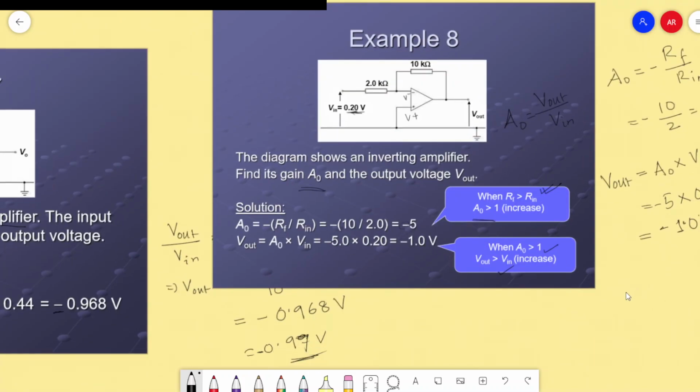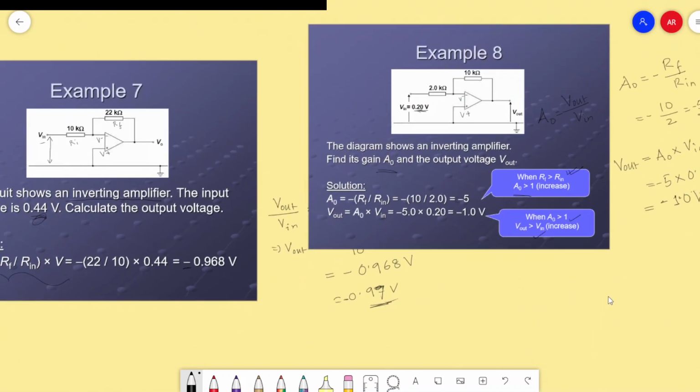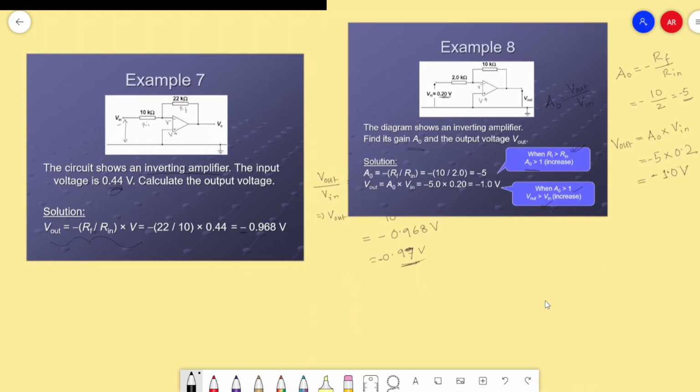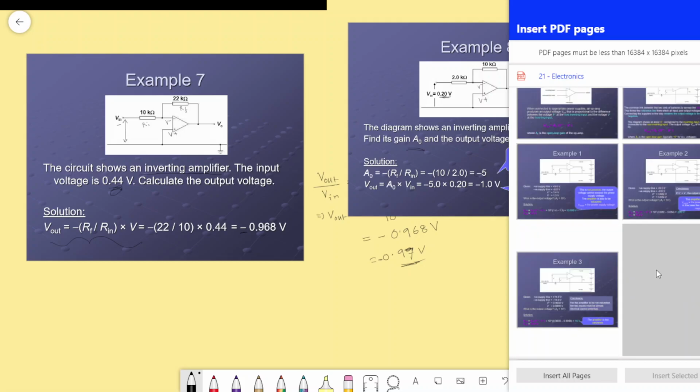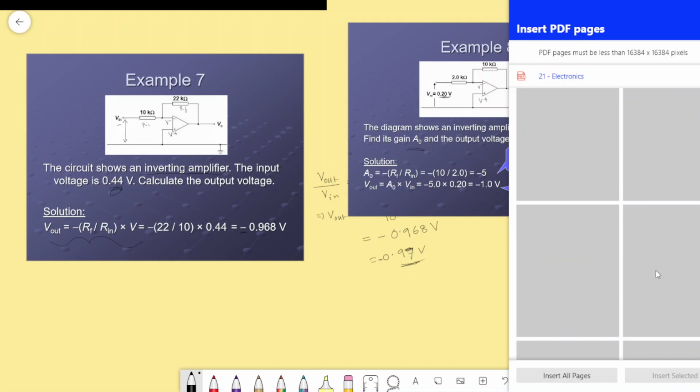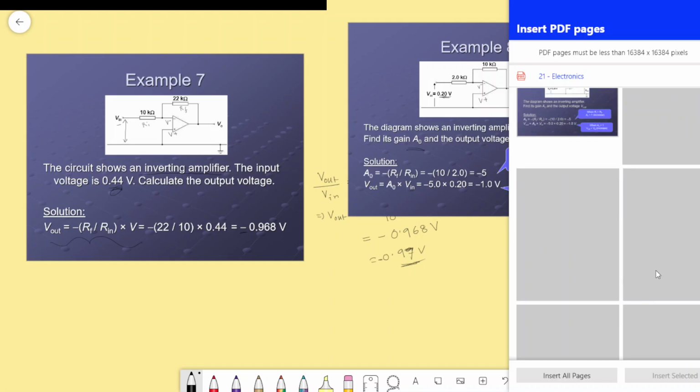Any question up to this much? These are very simple questions. You just finished the inverting amplifier, so these are the two questions associated with that topic. Do you have any more questions on inverting?